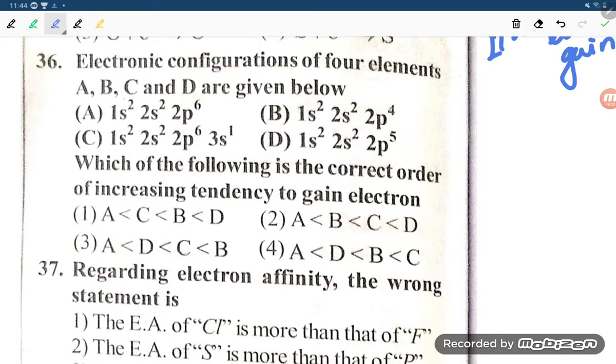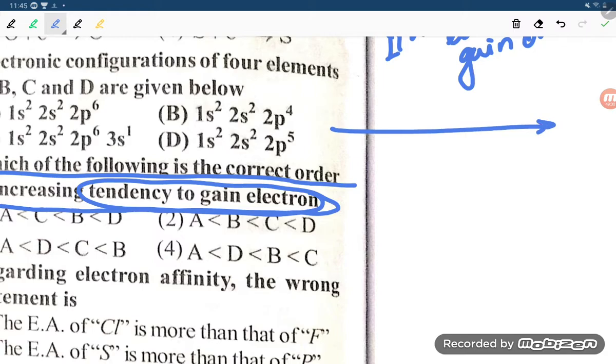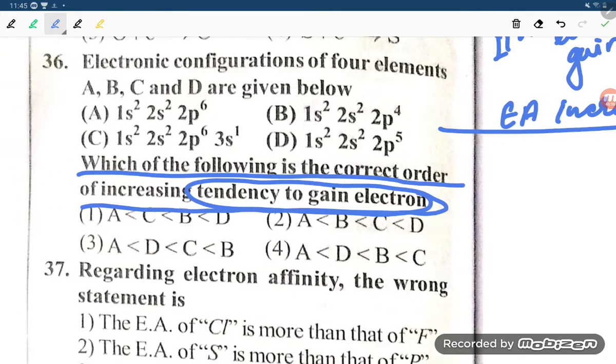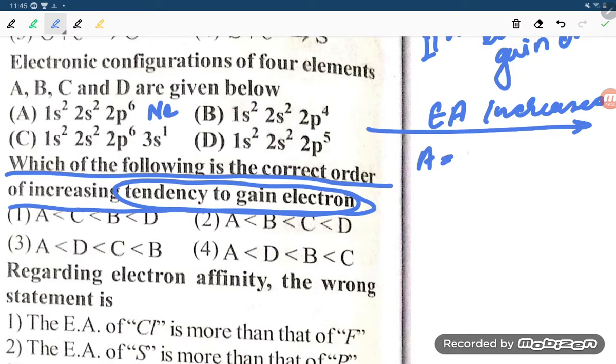Electronic configurations of four elements A, B, C, D are given below. Which of the following is the correct order of increasing tendency of electron gain enthalpy? Left to right, electron affinity increases, student. So try to see 1s2, 2s2, 2p6. Which element is this? This is neon, group 18. Neon has almost zero electron affinity, the value is almost zero.